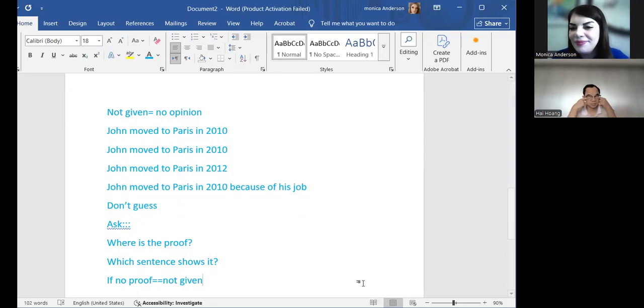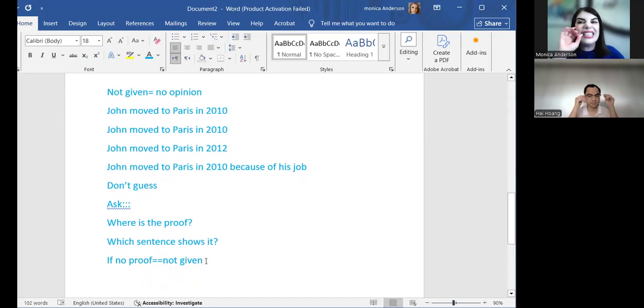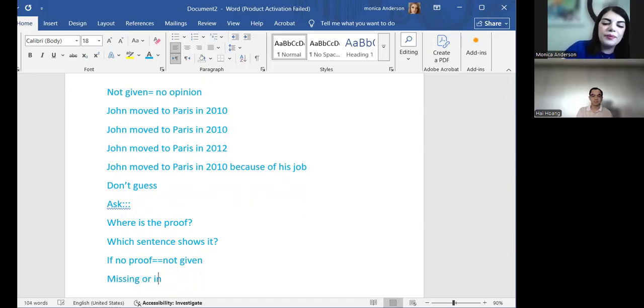So true, clearly supported. False, clearly contradicted. Not given, information missing. Incomplete. This is not given.